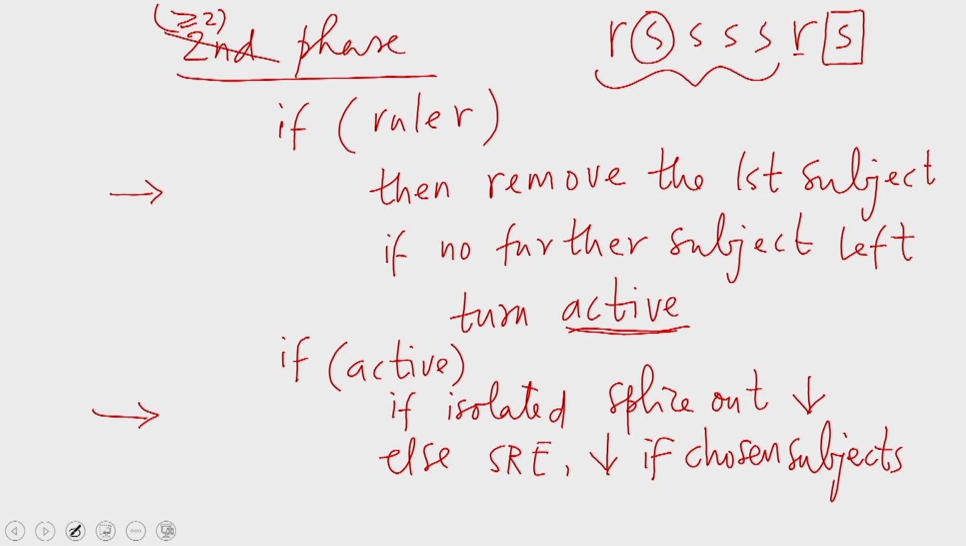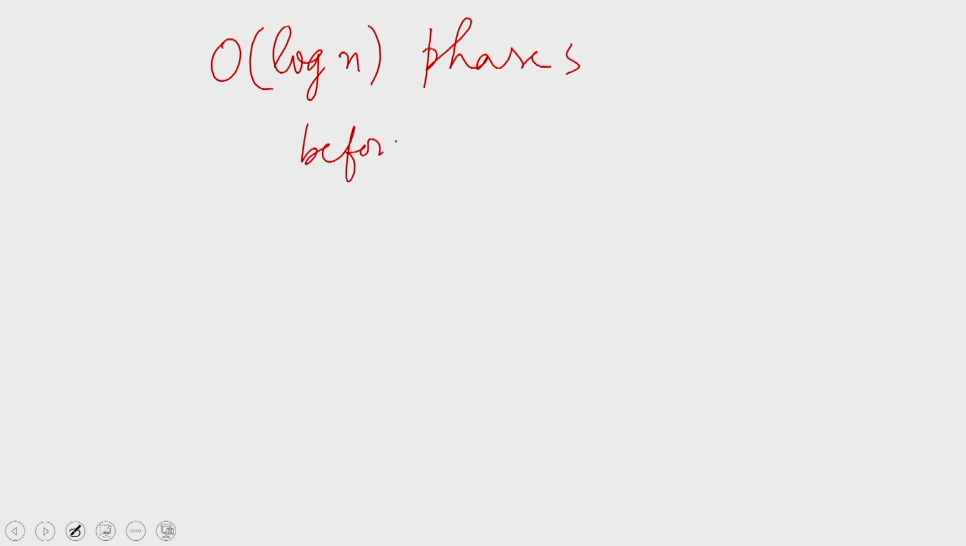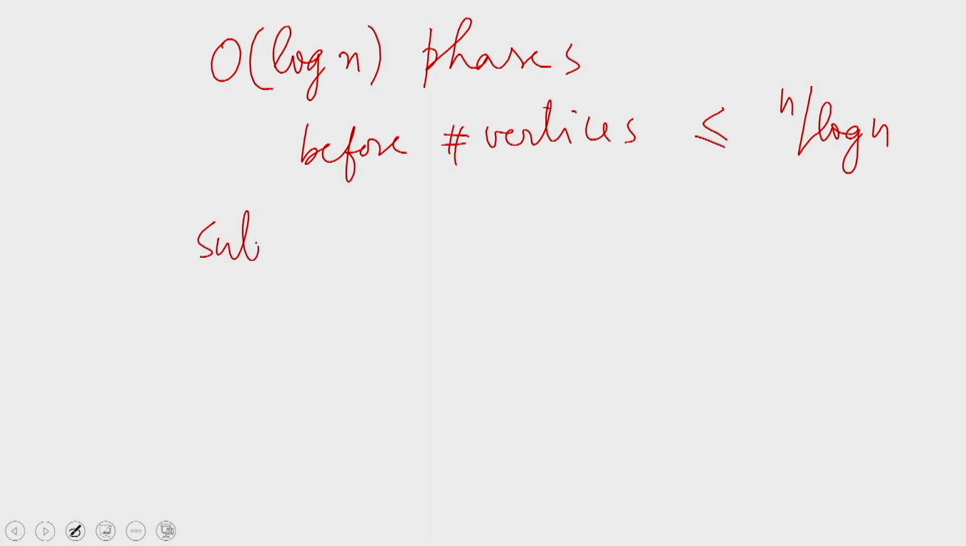So, this is how the algorithm proceeds phase after phase until the number of vertices is reduced to less than n by log n. We wish to be able to claim that we require only order of log n phases before the number of vertices falls to below n by log n. But this requires specifying the details of the subject ruler election.